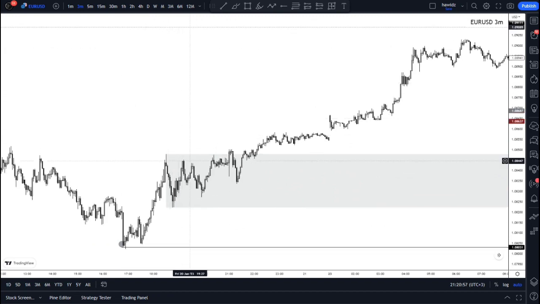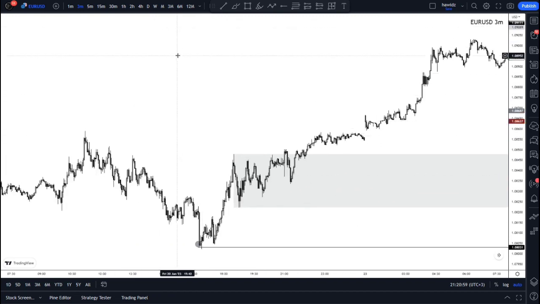So as you can see, we had this point of structure right here. We had this high that created this low.